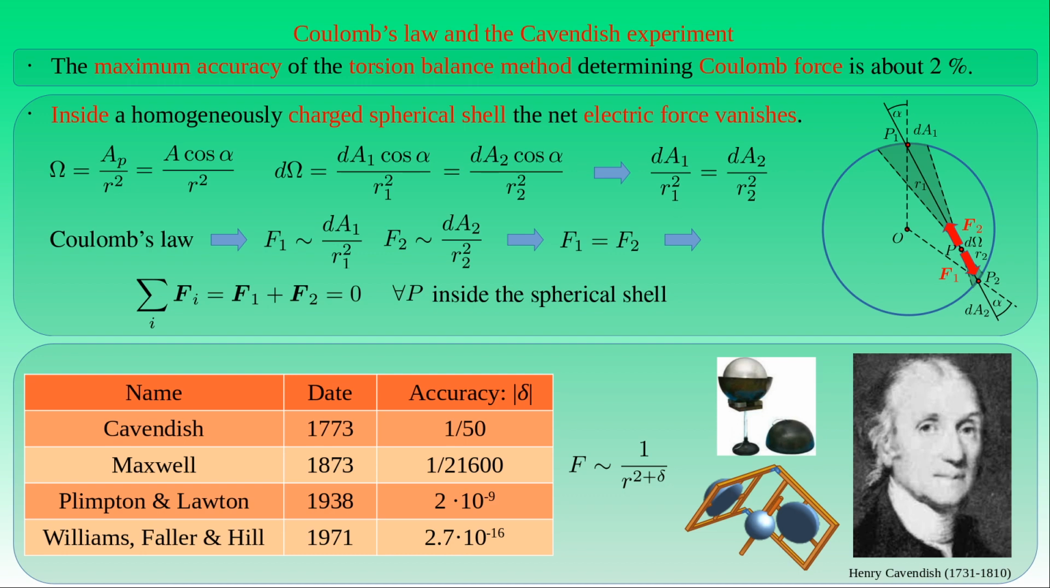In 1938, Plimpton and Lawton repeated the test by placing a very sensitive measuring equipment in the concentric metal globes, and they were able to reduce the value of delta to 2 times 10 to minus 9. A relatively new experimental test was performed by Williams, Fowler and Hill in 1971. They used an apparatus with 5 concentric conductors, which allowed them to have precise corrections in the measurement. As a result, they were able to increase the sensitivity of the measurement by several orders of magnitude. In their experiment, the value of delta representing the uncertainty of the measurement was reduced to 2.7 times 10 to minus 16.